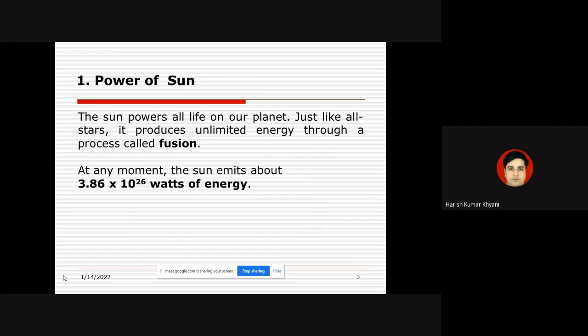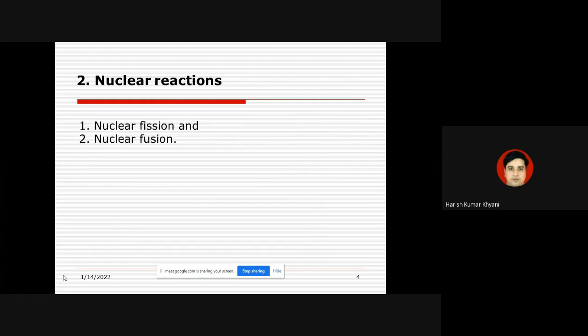So the first slide: the sun powers all life on our planet, just like all stars. It produces unlimited energy through a process that is known as fusion. We'll discuss what is fusion in our next few slides. At any moment, the sun emits a huge amount of energy, and that is equivalent to 3.86 × 10^26 watts of energy, right? So next, come to the nuclear reactions.